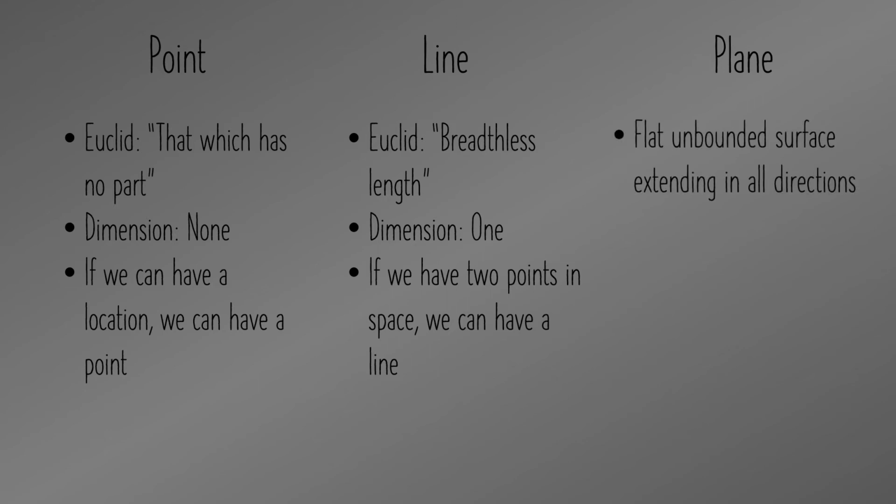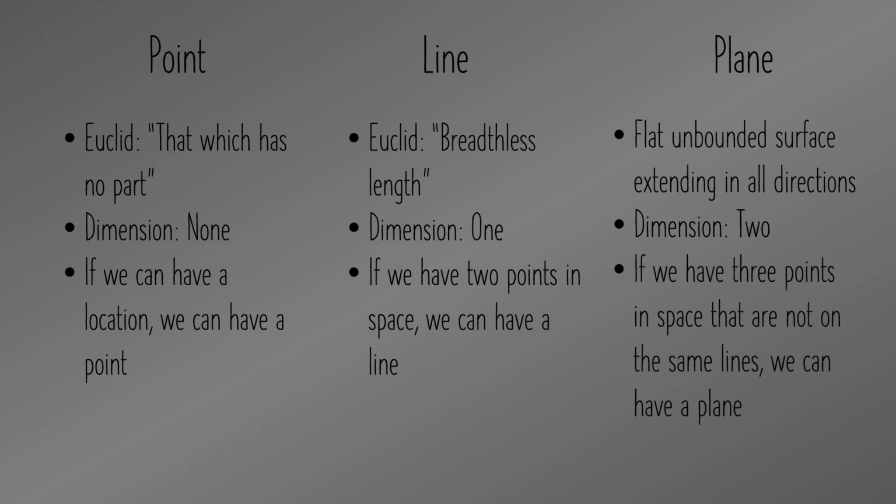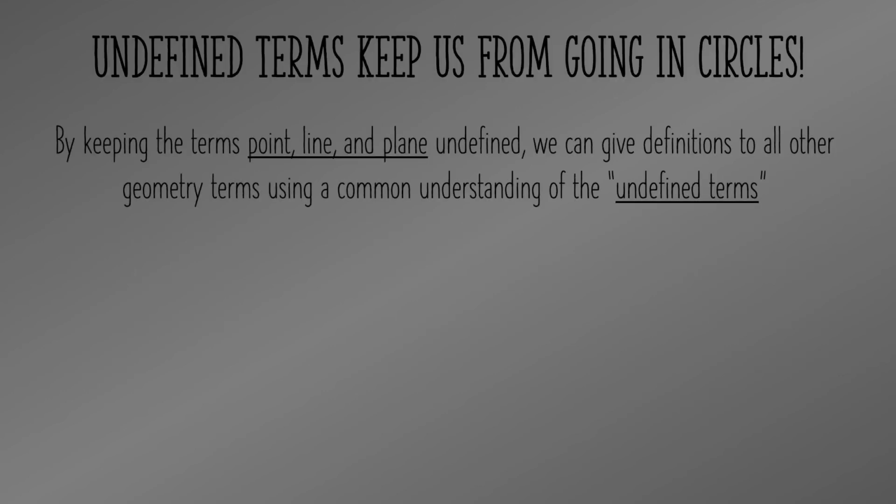Now, with a plane, we've talked about how this is a flat, unbounded surface extending in all directions. We know it's two-dimensional, and we know that if we have 3 points in space that are not on the same line, we can have a plane. Now, by keeping the terms point, line, and plane undefined, we can give definitions to all other geometry terms using a common understanding of the undefined terms.